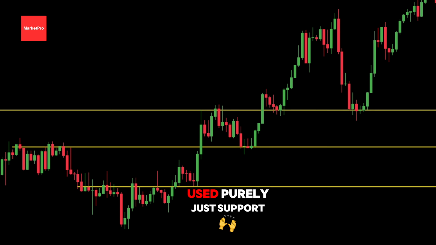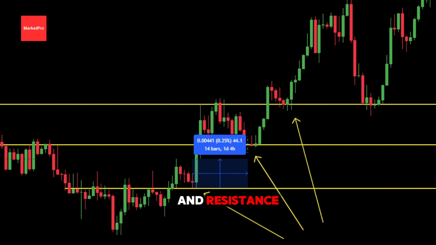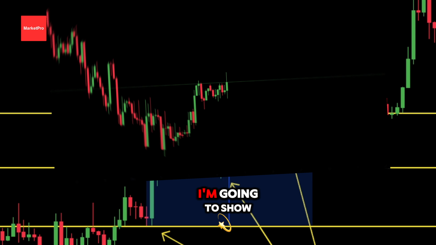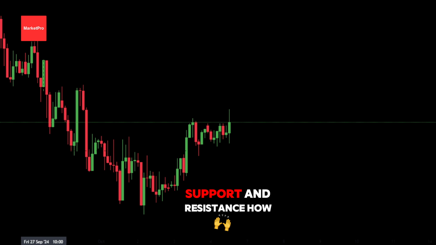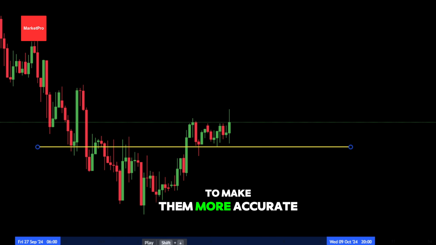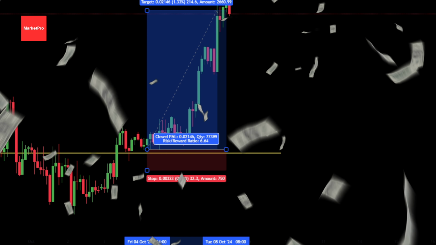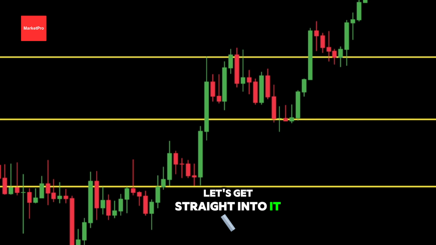In this trade, I used purely just support and resistance and made a total of 200 pips in a few days. I'm going to show you how to draw the perfect support and resistance, how to make them more accurate, and show you the secret on how to use them to get winning trades. Let's get straight into it.